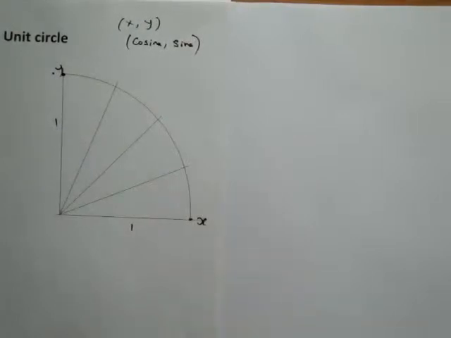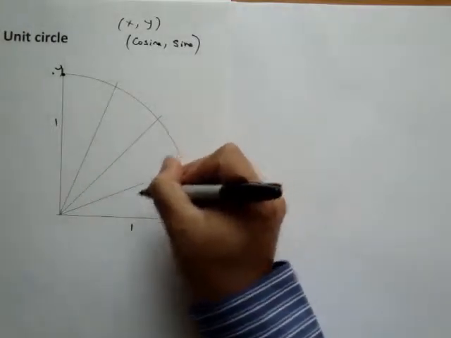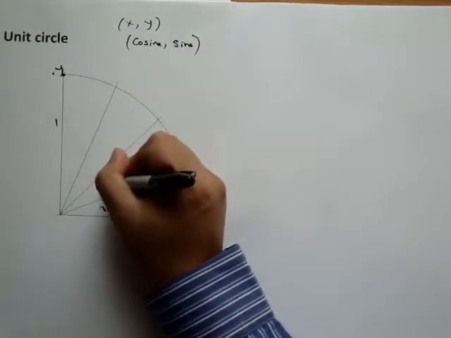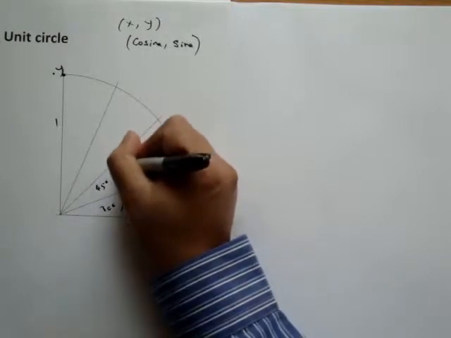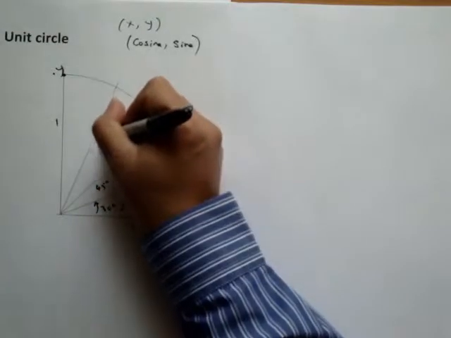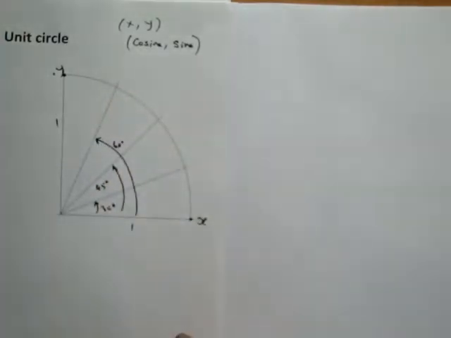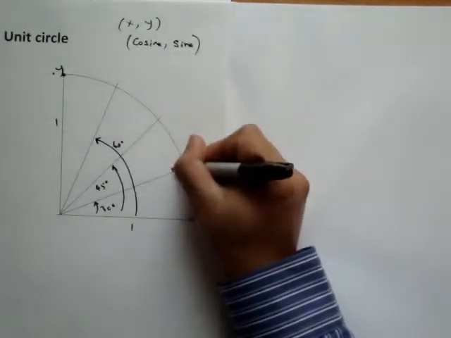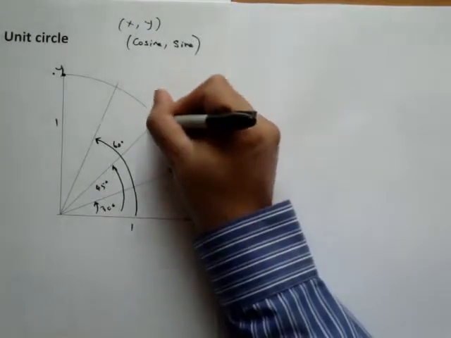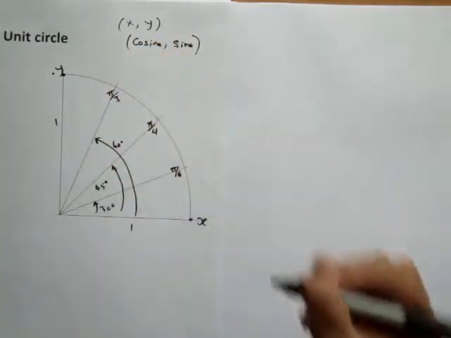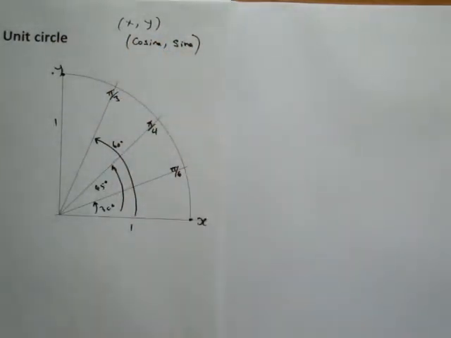So if we want to quickly remember those, how do we do that? Well, this is 30 degrees, this is 45 degrees, and this is 60 degrees. Pi over 6, as we previously said, pi over 4, and pi over 3. So how to quickly remember the values of the cosine and the sine?